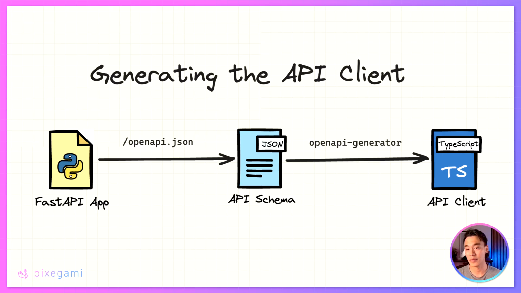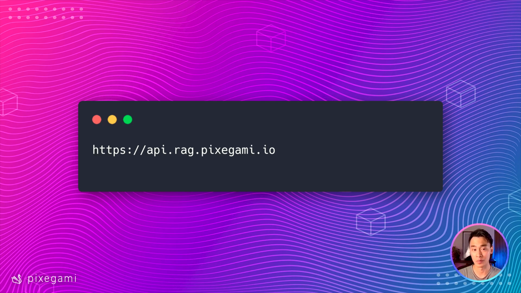We could write our own API client, but that's time-consuming and prone to errors. Instead, we can use some tools to automatically generate a TypeScript client for our API endpoint. And that's going to make it very easy for us. Now, as you code along with this project, you will need an API endpoint to use.